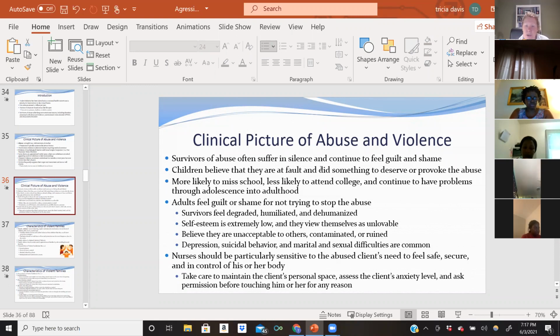One of the things we can do is maintain a personal space that's comfortable for the patient. We want to really pay attention and assess their anxiety level. And if we do have to do some type of physical assessment, we want to make sure that we get permission before touching them. This is even more important in this setting than it would be in just the med-surg setting.